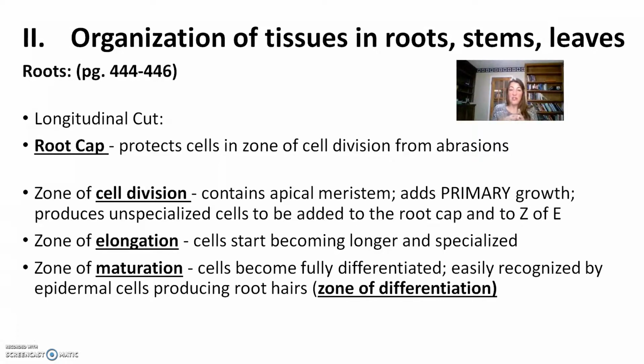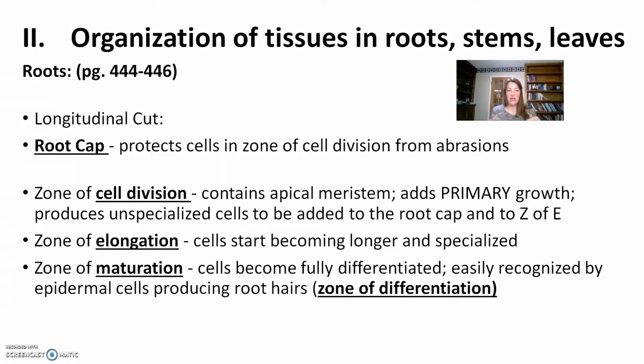It protects, kind of like a helmet, the cells in the zone of cell division from abrasions because it's pushing down on these rocks. And of course, you want to make sure that none of those sensitive cells, because this is where it's growing, stay intact. Now we have three different zones in a root tip. We have a zone of cell division, which contains the apical meristem, adds that primary growth, that length down of the roots, and it produces those unspecialized cells to be added to the root cap.